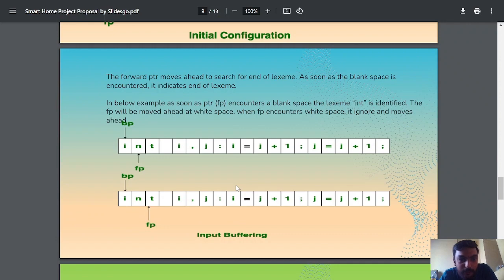The forward pointer moves ahead to search for the end of the lexeme. As soon as a blank space is encountered, it indicates the end of a lexeme. In the below example, as soon as the pointer encounters a blank space, the lexeme is identified.